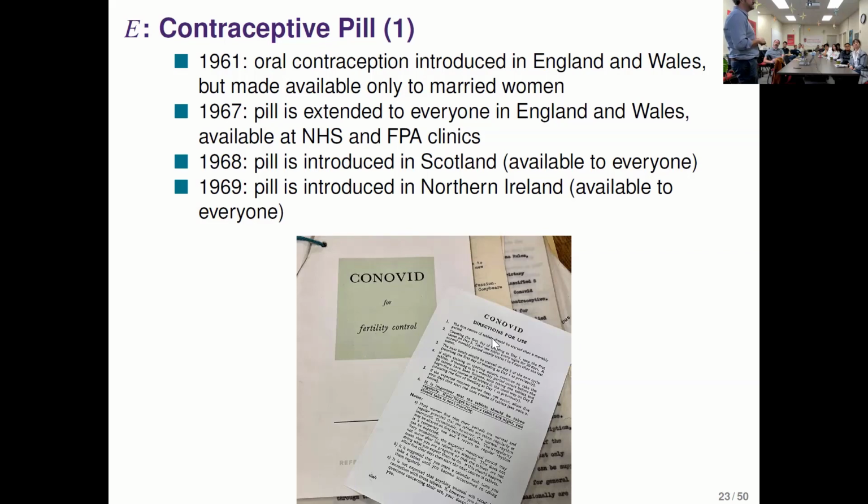If you read a bit on the history of contraception in the UK, you have in the 60s women going to the doctor pretending to be married, or trying to get access to the pill from friends that were married, and so on. From 1967, the pill is extended to everyone, and it's available through the National Health System or the FPA clinic. The FPA is a Family Planning Association clinic.